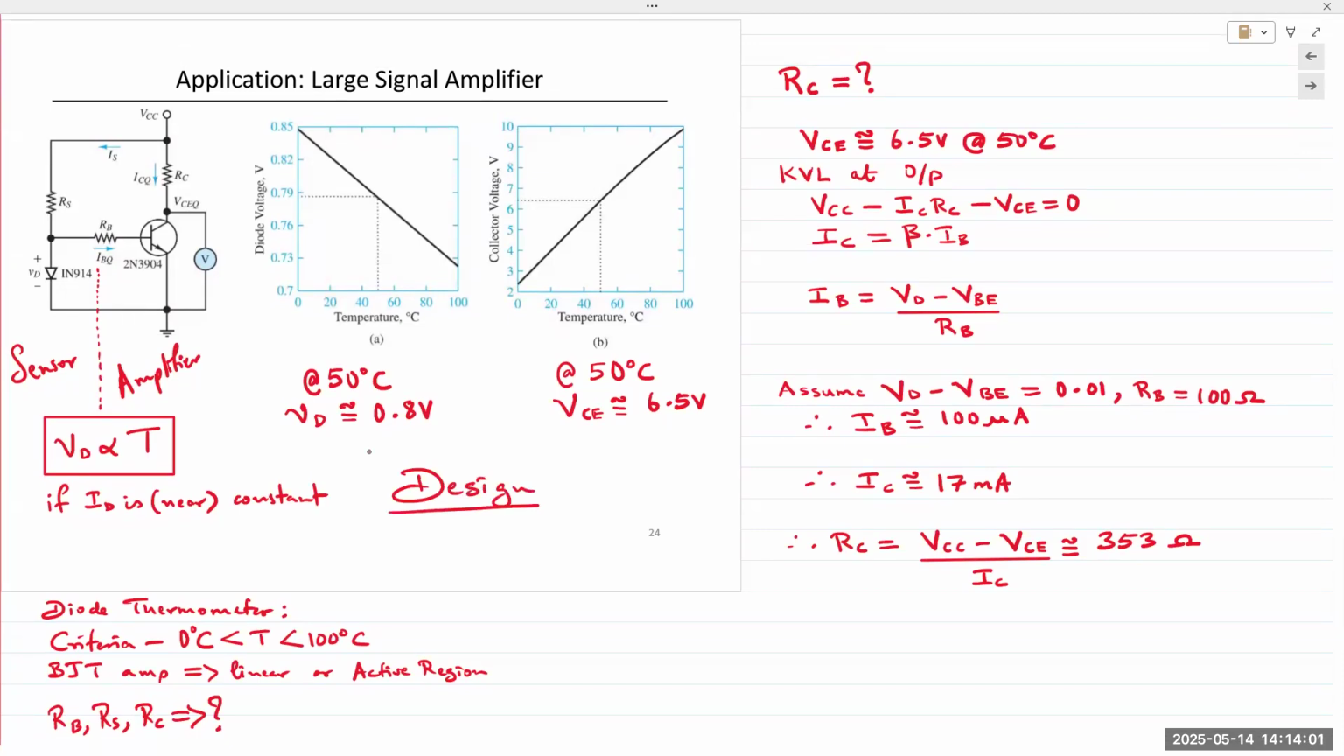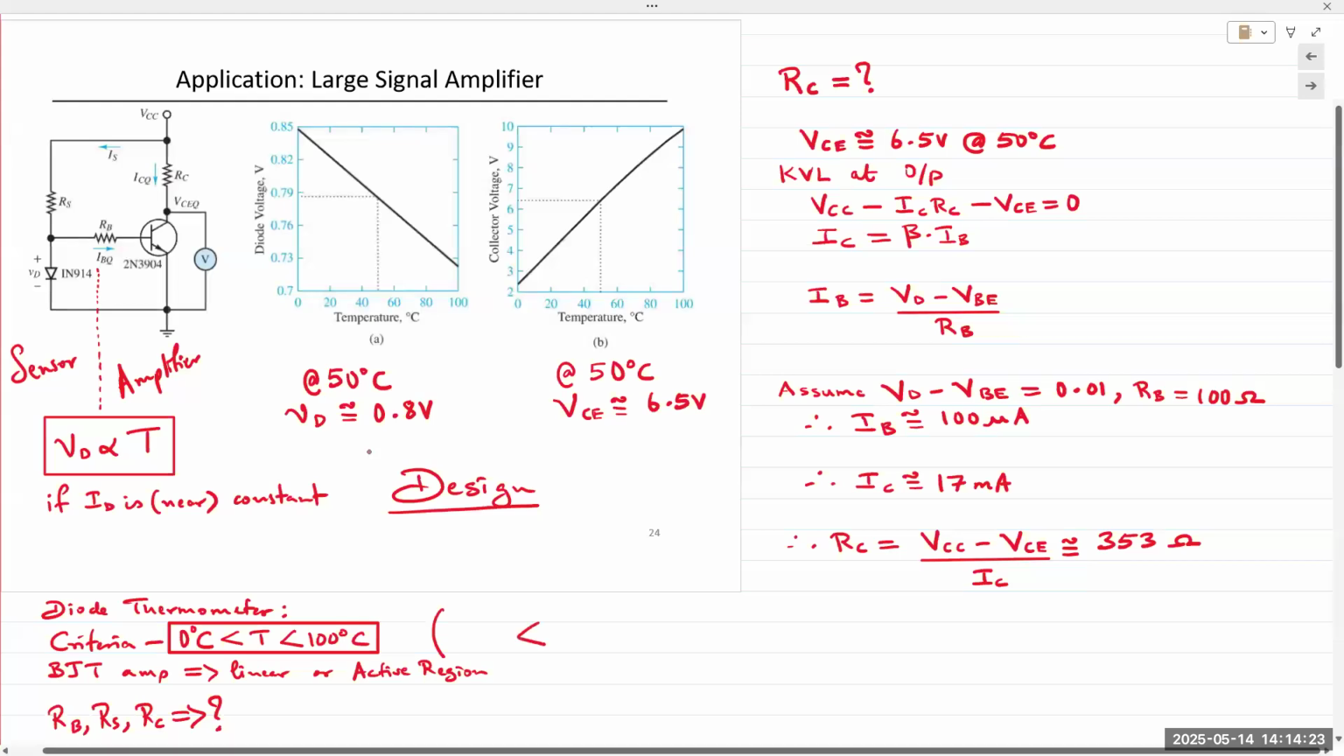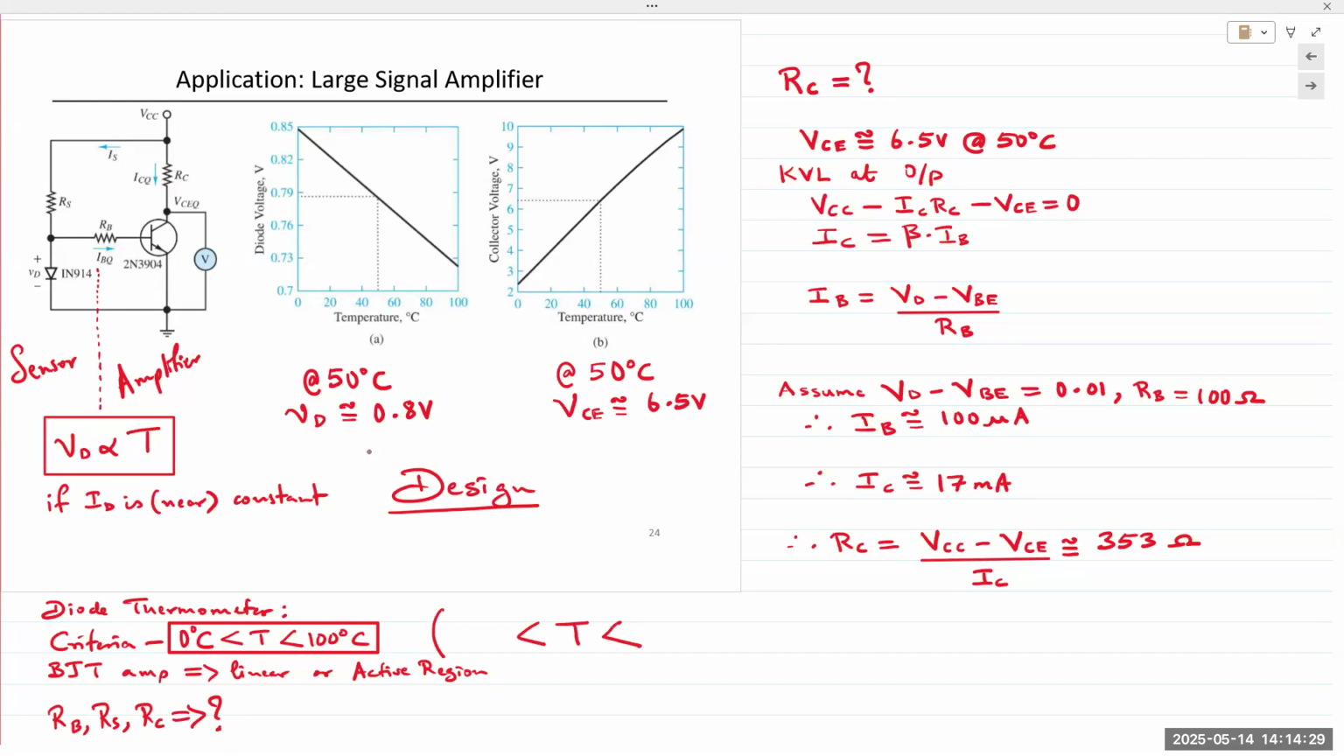So this is essentially a design problem or a design example. We want to design a temperature sensor or a thermometer to operate between 0 degrees C and 100 degrees C. Translated into Fahrenheit, how much is this? Anyone? Is it 0 degrees Fahrenheit? 32 Fahrenheit. And 212, boiling point.